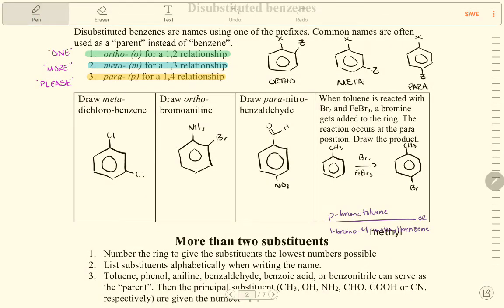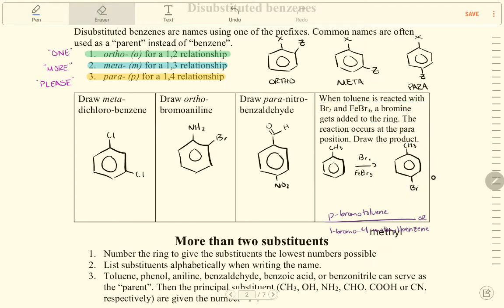Alright, so when toluene is reacted with Br2 and FeBr3, a bromine gets added to the ring and the reaction occurs at para. So we need to draw this product. With Br2 and FeBr3, we got para-bromotoluene, or we can say 1-bromo-4-methylbenzene. So that's how you can write it.